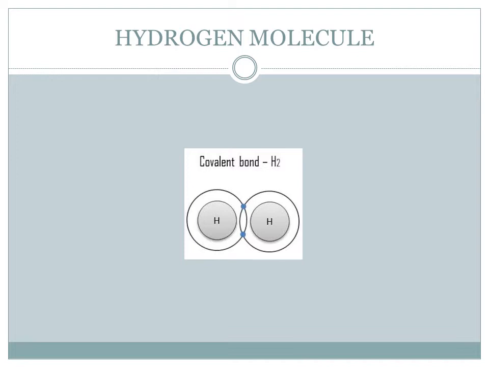A hydrogen atom has one electron in its only shell. It needs one more electron to attain duplet. To meet this need, hydrogen atom shares its electron with another hydrogen atom. Thus, one electron each is contributed by the two atoms of hydrogen, and the resulting pair of electrons is mutually shared by both the atoms to form a hydrogen molecule.